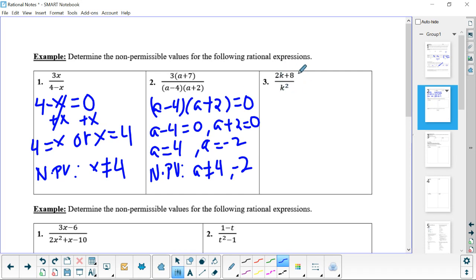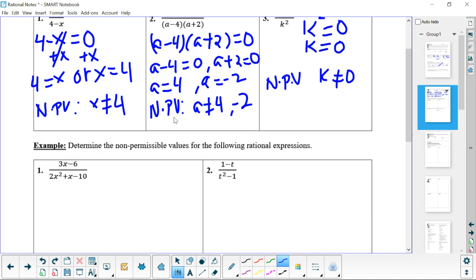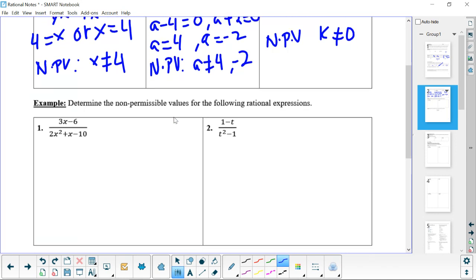So next question, 2k plus 8 divided by k square. In order to calculate the non-permissible value, I'm going to set my denominator equal to 0. K square equal to 0 means k equal to 0. So the non-permissible value for this expression is k should not be equal to 0. Okay. Let's do the next two examples here.